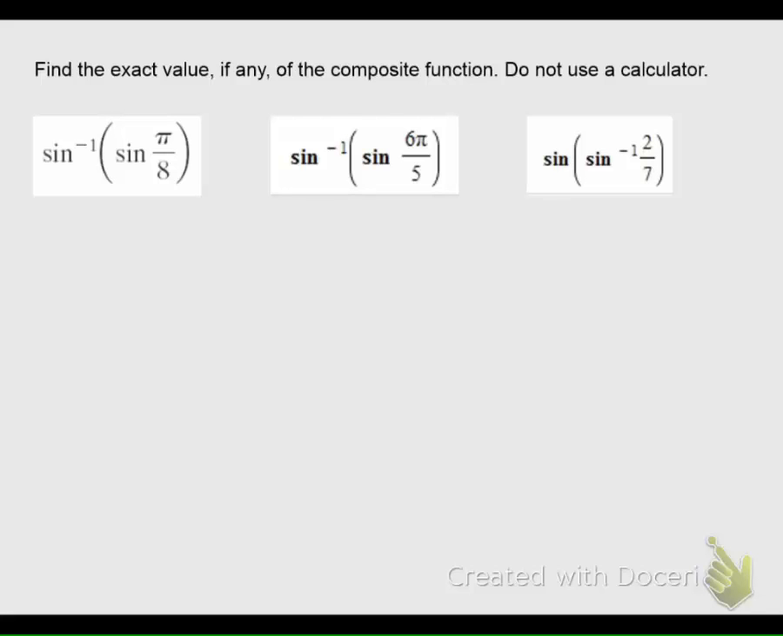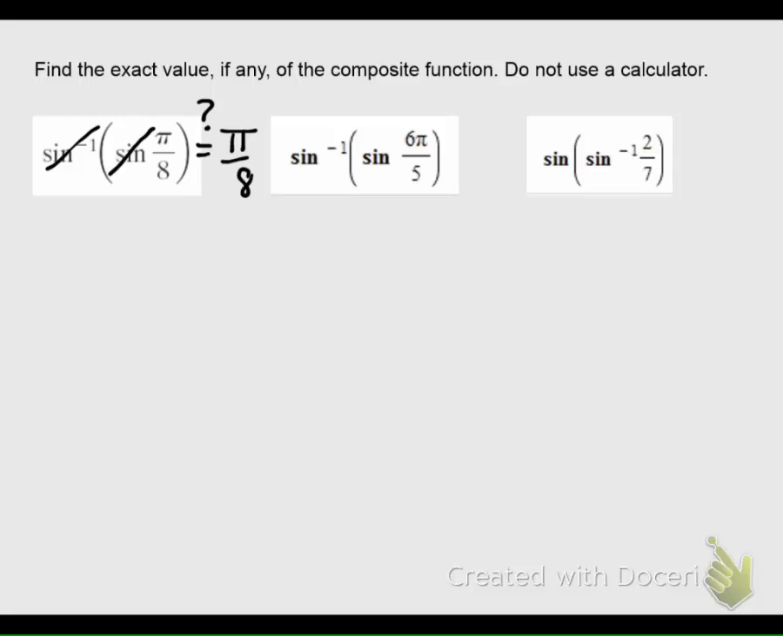So here's some examples, and either they're going to automatically be able to cancel out and the inner function will be the answer, or they won't and you'll have to do some kind of adjustment to get your answer. So I'm wondering if sine inverse and sine can automatically cancel and that the answer would be pi/8. This is what I'm trying to figure out.